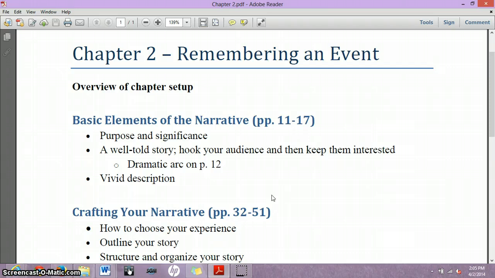is going to be set up in a similar way. Okay, so let's go over the basic elements of the narrative.